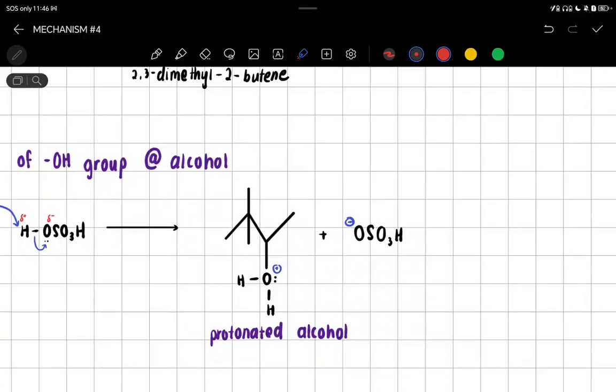So this protonation step is crucial because it transforms the OH group into a good leaving group, facilitating the subsequent elimination reaction. So the good leaving group is H2O, which will be eliminated in the next step of the mechanism. So this one is formed because of the deprotonation of H2SO4.